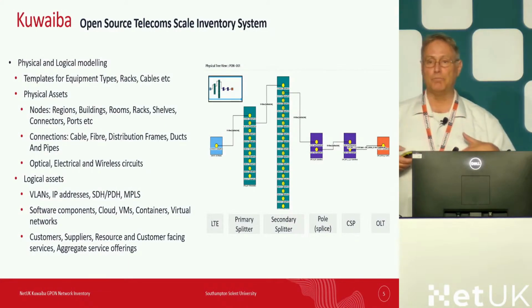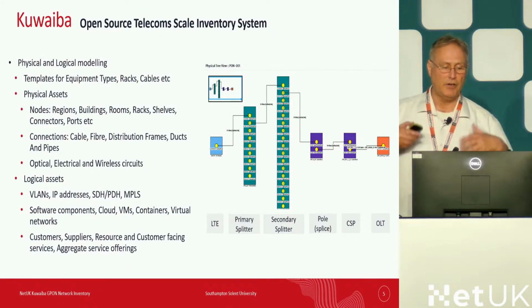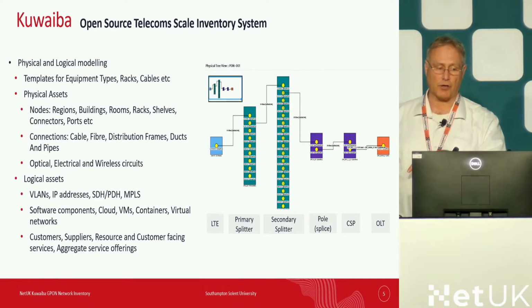So what is Kuwaba? Well, it's a soup-to-nuts inventory system, inventory of services, IP addresses, physical and logical components, and it's an extensible model that you can extend to any components that you have in your network. And having actually modeled the physical part of your network, you can then model circuits across the network.